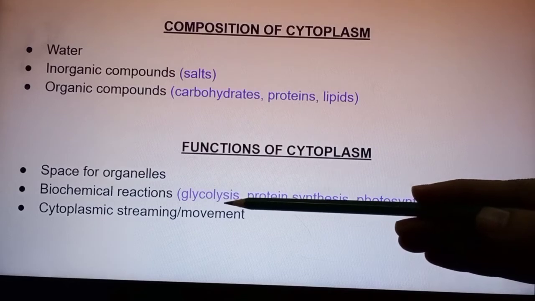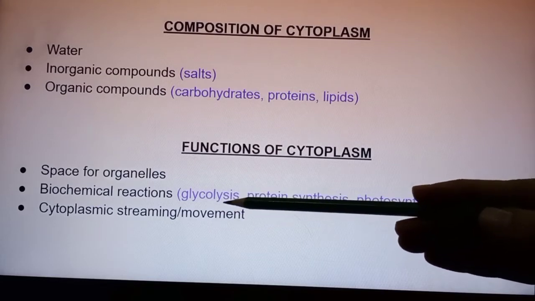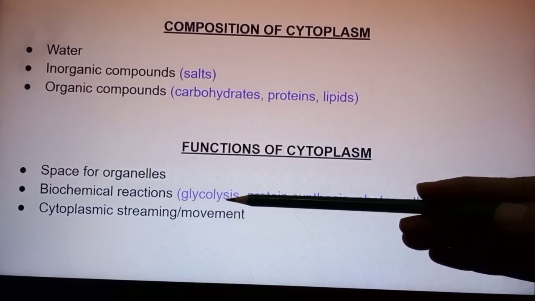In the next topics we are going to talk about lysosomes and the function of lysosomes is that they break down food products or waste products. So wherever the word lysis is used, that means breakdown.